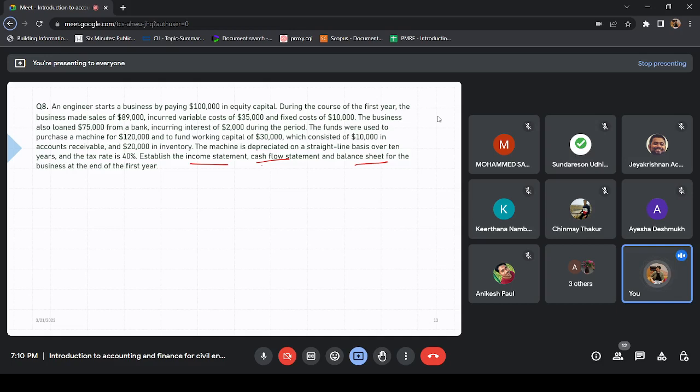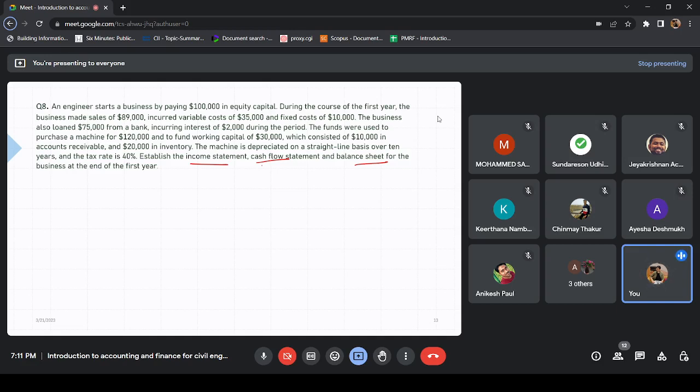Then there is some loan coming. If there is a bank loan, you have to pay interest. Similarly, you used the funds to purchase a machine and to fund working capital, out of which 10,000 is your accounts receivable and 20,000 is your inventory. The machine is also depreciated on a straight line basis over 10 years. Take salvage value as zero and tax rate as 40%.